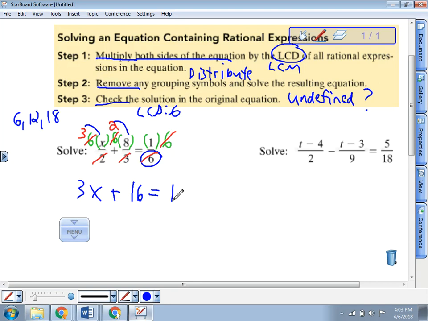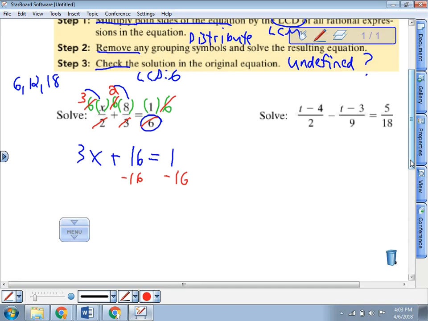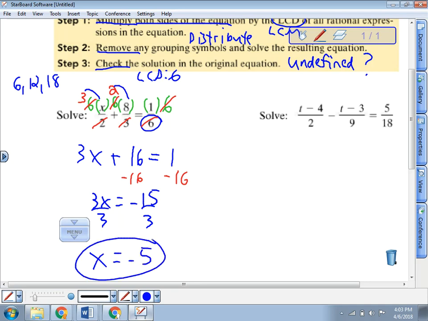Once we're here, it's a really simple equation to solve. Just do what we've been taught: balance the equation, do the opposite operation. Subtract 16 from each side, so I get 3x equals negative 15. I think you guys know I divide by 3, x equals negative 5, and there's your solution.